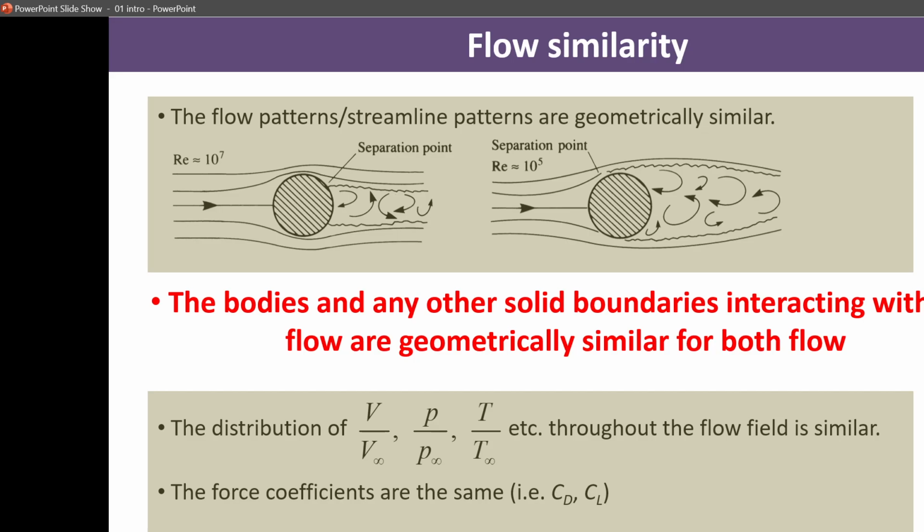So two different flows are similar if at least two dimensionless parameters are the same, and the flows are geometrically similar. You cannot do this test for a sphere in a wind tunnel and then apply it to a Boeing in the real world. It has to be a scale model of a Boeing and a real Boeing.